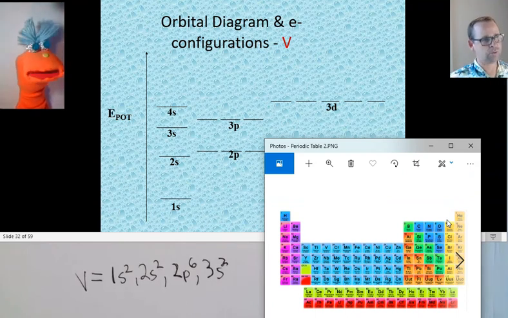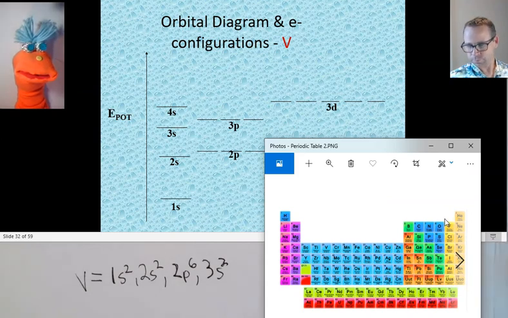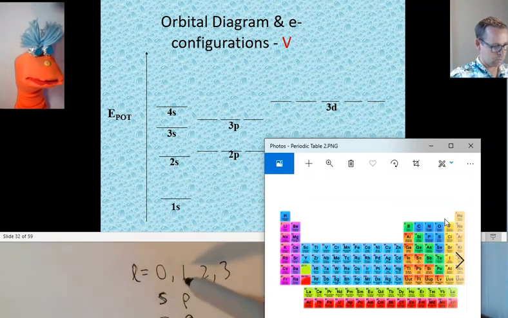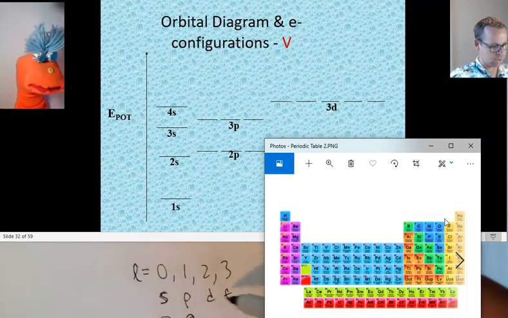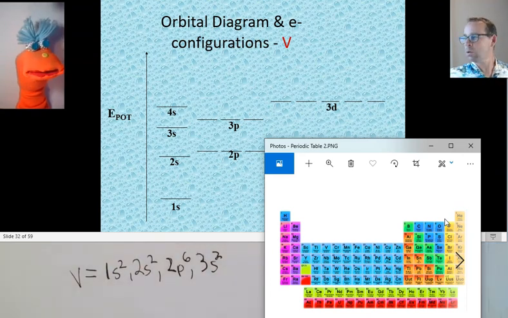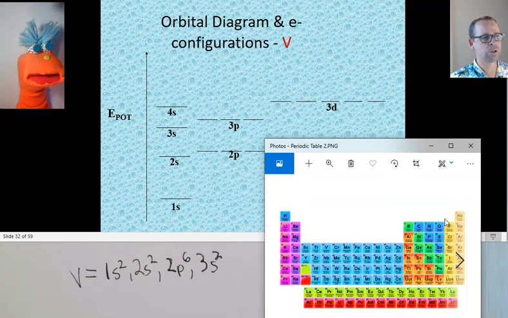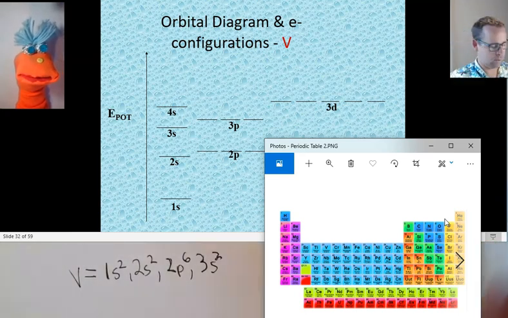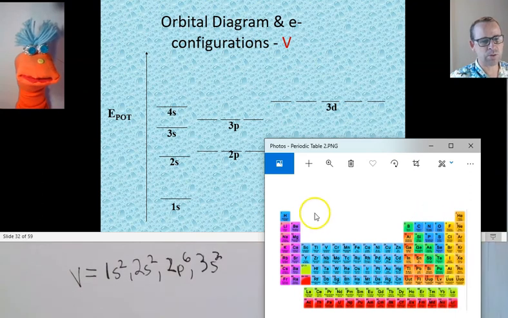So what is the L value for s? Oh, I forgot again. Okay, so let's bring this back up. Our L values 0, 1, 2, 3 correspond to s, p, d, and f. So L equals 0 for s. Okay, got it. So n equals 3 for the 3s electrons, and L equals 0 when it's s. Very good. All right, so we just finished 3s2.